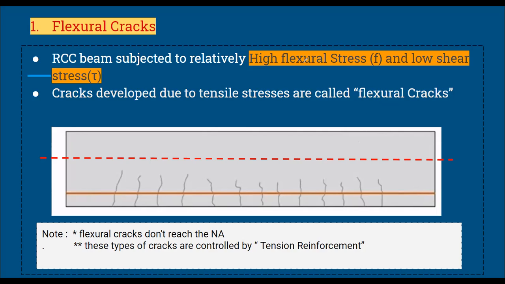ठीक है, तो how are these cracks shown? Flexural cracks do not reach neutral axis. मतलब आपका cracks इस हिसाब से आएंगे पर neutral axis तक नहीं जाएंगे. ठीक है, तो इन तरह का cracks कैसे कंट्रोल करेंगे आप, ये वाला reinforcement से. It will be controlled by the longitudinal tension reinforcement. So what you need to remember out here कि अगर bending moment is high, shear force is relatively low, then flexural cracks occur.